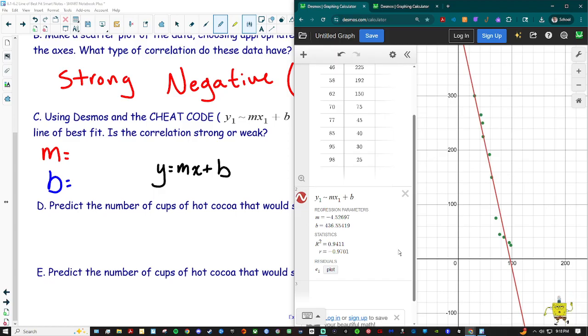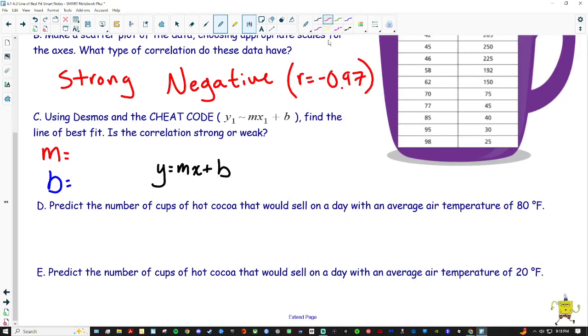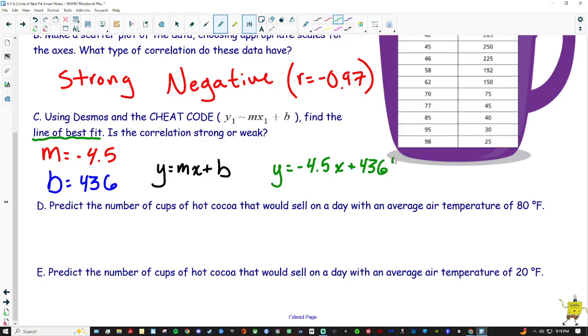Okay, we can do some rounding. Negative 4.5 and 436. We're going to write that down. There's my m and there's my b. So if I wanted to write the equation of the line of best fit, the line that as close to perfectly as possible fits all my scatter points, it is y equals my m, negative 4.5x, plus my b value, which was 436. This is the equation of my line of best fit.